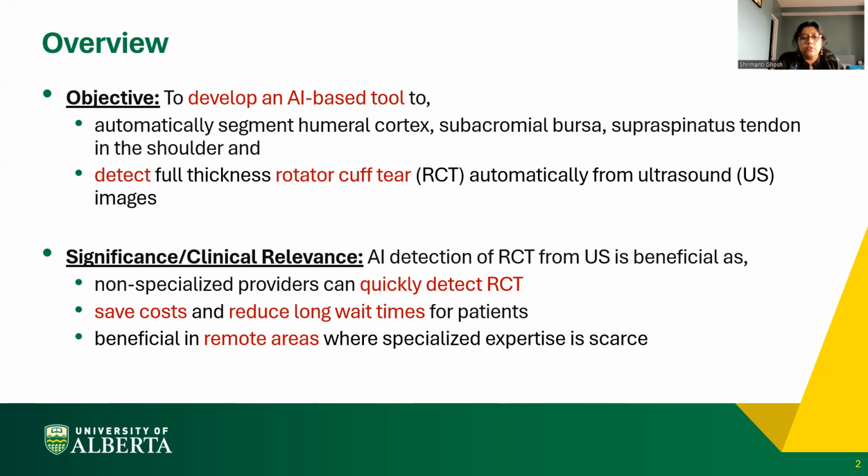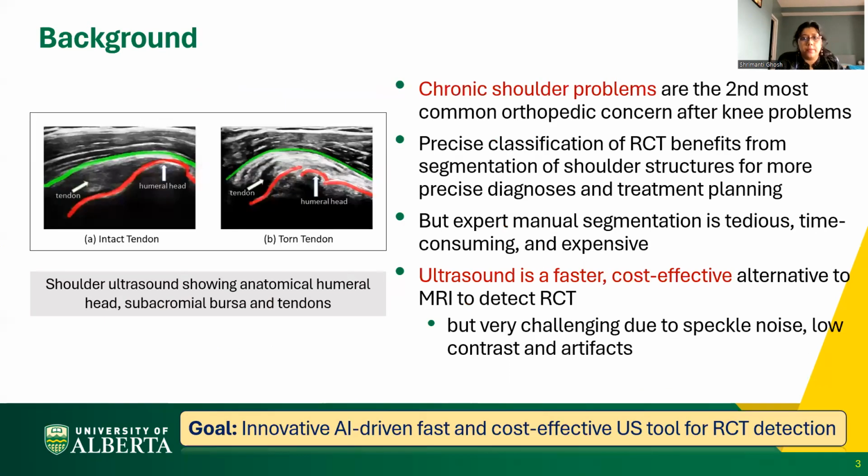AI detection of rotator cuff tear, or RCT, from ultrasound can be very beneficial for non-specialized providers, who can quickly detect RCT. It can save costs and reduce long wait times for patients. It can be beneficial in remote areas as well, where specialized expertise is scarce.